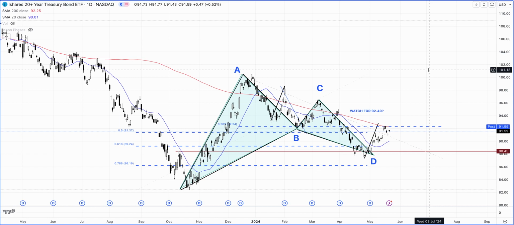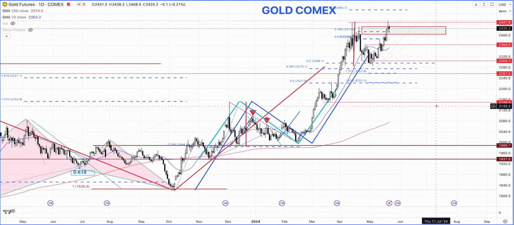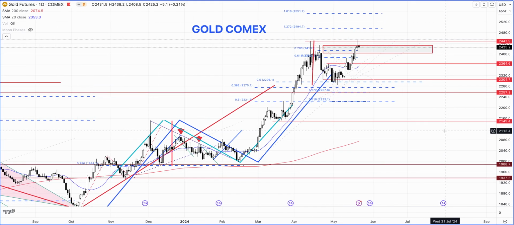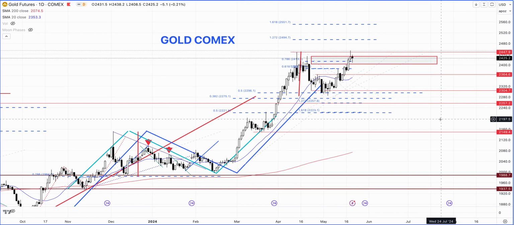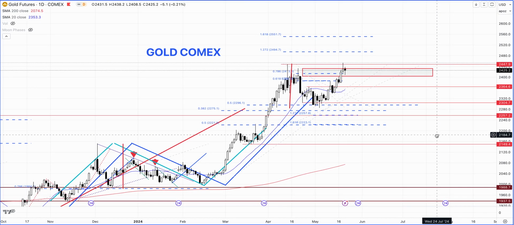Okay, now we'll go and take a look at the gold. So this is the daily chart of COMEX gold. So this is futures COMEX gold. This is not spot gold. If you're looking at spot gold, your prices will be different. So just want to reiterate that this is COMEX gold. This is not spot gold.